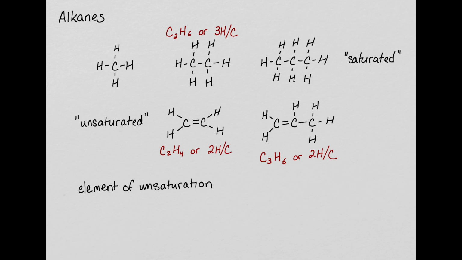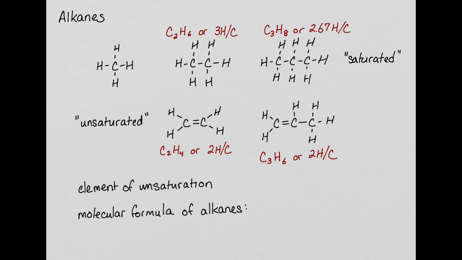How does this compare to the molecular formula of propane? Propane has a molecular formula of C3H8, or 2.67 hydrogens per carbon. Again, more hydrogens per carbon than the analogous 3-carbon unsaturated hydrocarbon. We can use these examples to come up with a generalized molecular formula of an alkane. Looking at the examples of the saturated hydrocarbons above, we see that 1 carbon will have 4 hydrogens. For 2 carbons, we add 2 hydrogens per that new carbon to give us a total of 6 hydrogens. And when we have 3 carbons, we have 8 hydrogens.